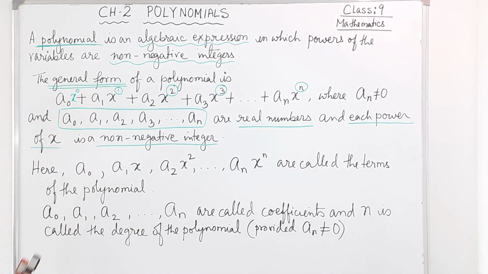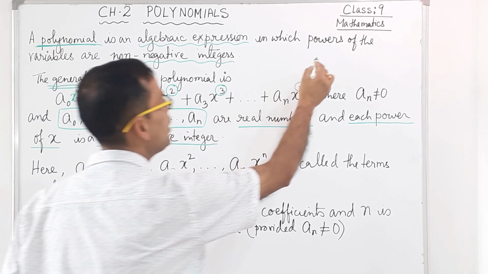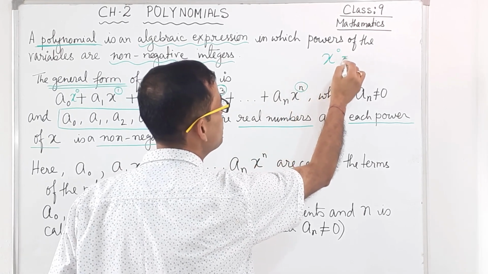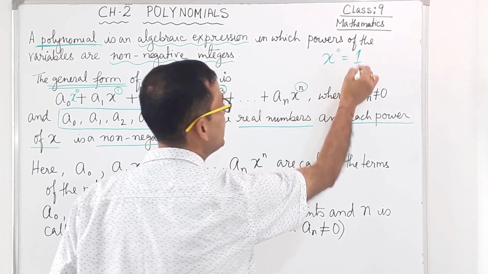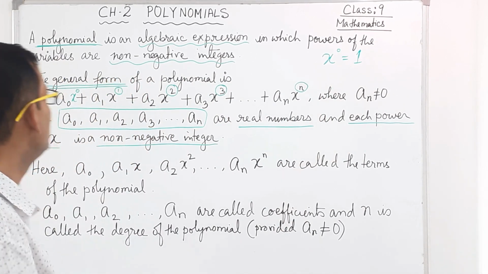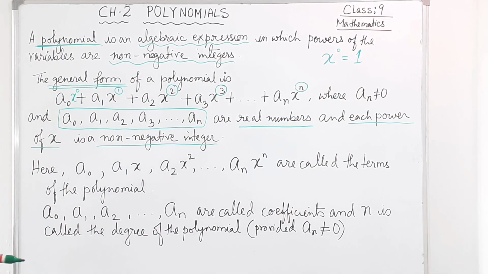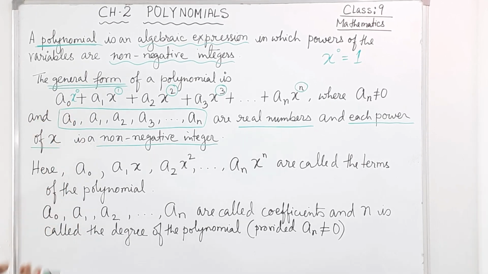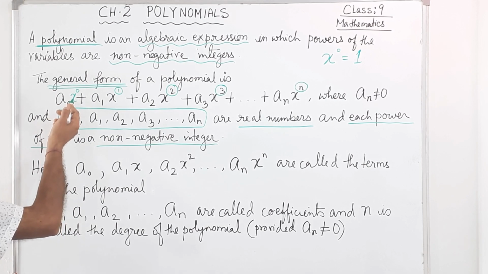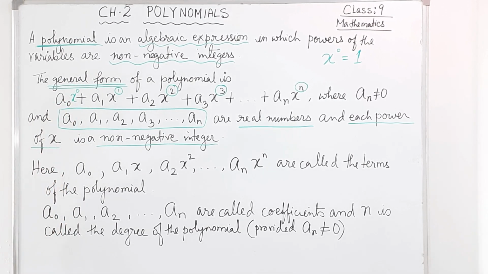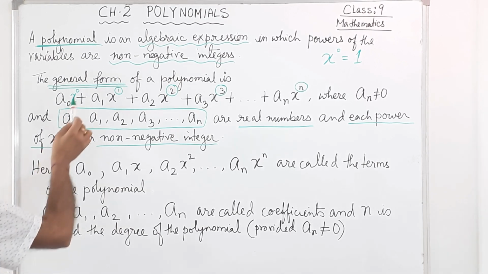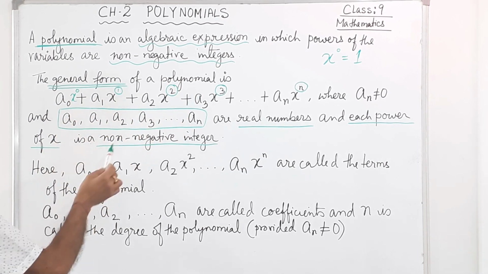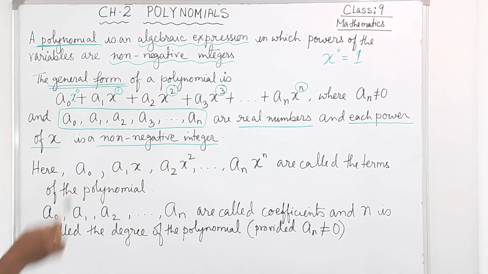And x to the power 0, anything to the power 0 means 1. So, x to the power 0 I can write as 1. So, 1 into a0 will be a0 only. That's why x to the power 0 was not written. Clear? Because x to the power 0 means 1. So, the powers have to be non-negative integers. These are non-negative integers, you can see.